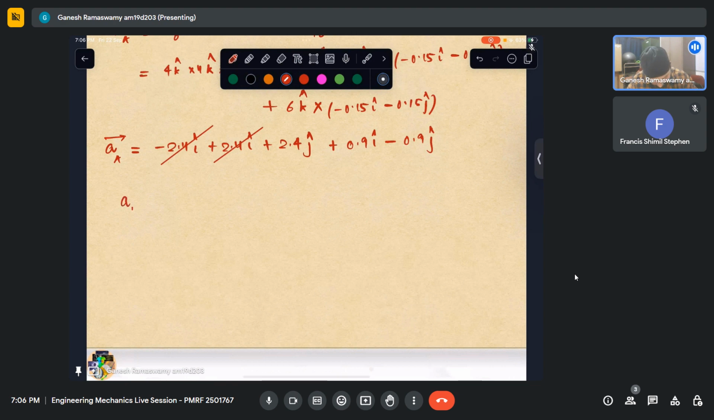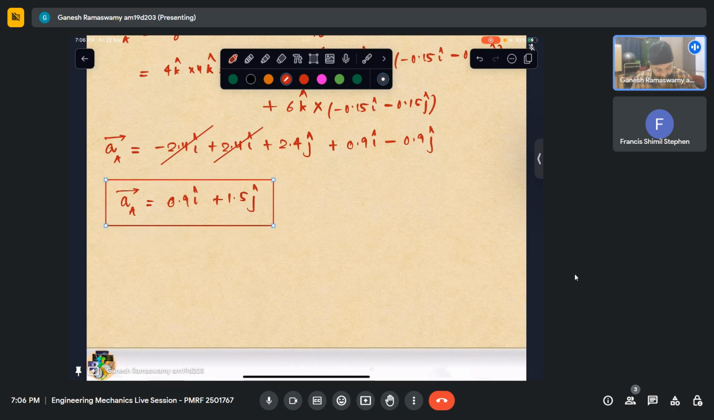So I have acceleration of A coming out as 0.9 I cap and 1.5 J cap. Now, does that make sense? Let us see analytically.